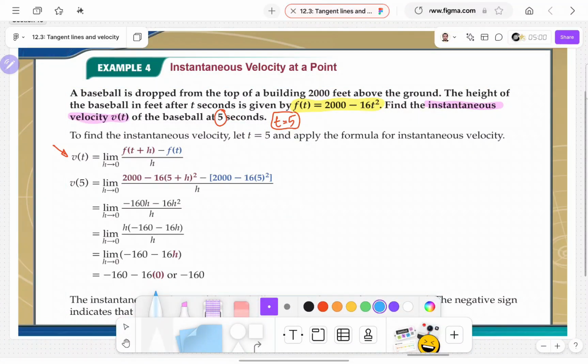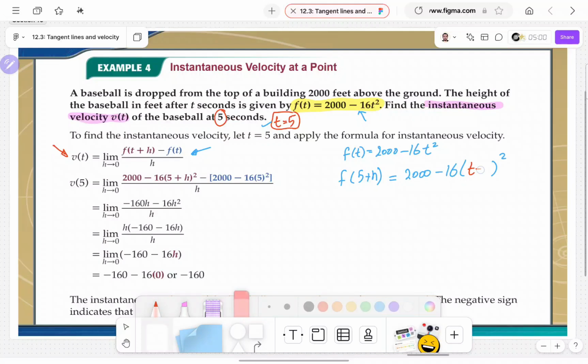Let's use this. So the first thing I need is f of t plus h, and t is given, which is equal to 5. The equation is f of t, which is equal to 2000 minus 16t squared. Now I need to find f of t plus h, but I know that t is equal to 5, so 5 plus h. In every t, I need to replace 5 plus h: 2000 minus 16 times (5 plus h) squared.